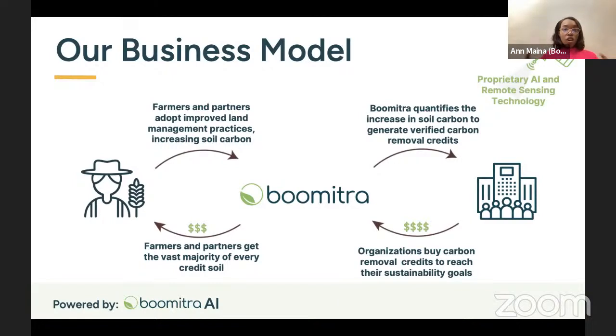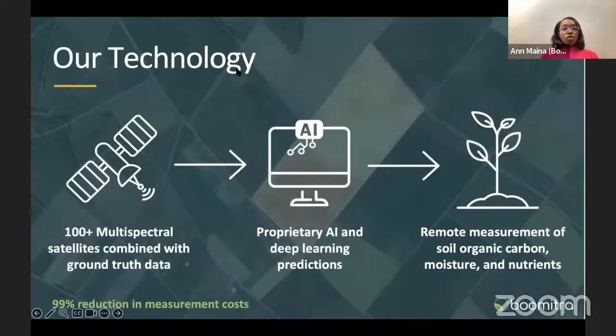So it's a whole holistic view on how we can increase our farmers' resilience, reduce and mitigate climate change, and also increase their revenue. I need to be conscious of the time, so just to give a brief on how our technology works.